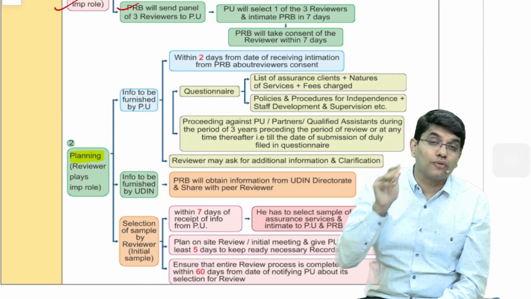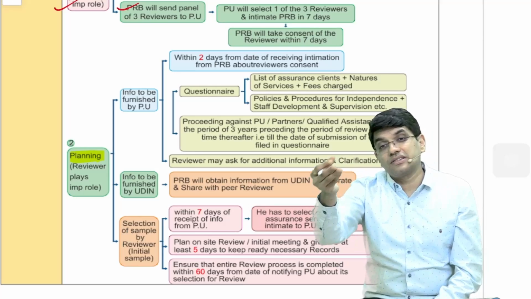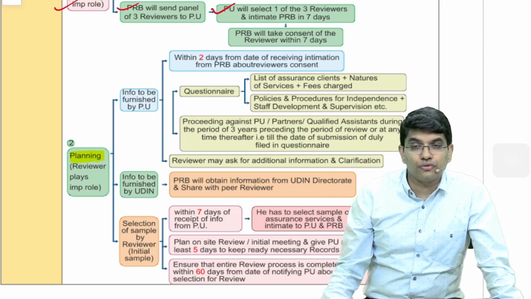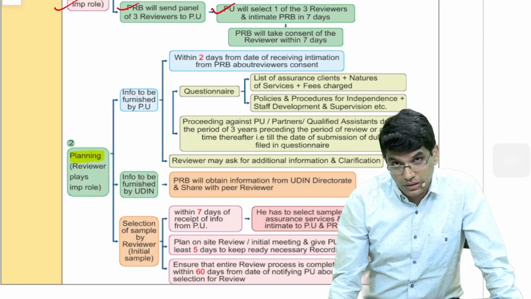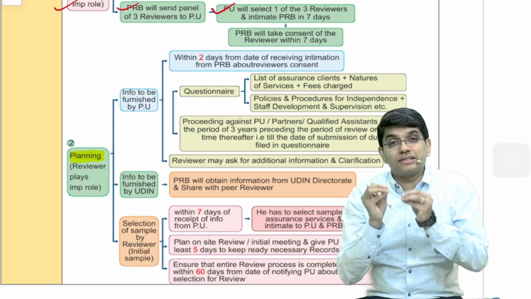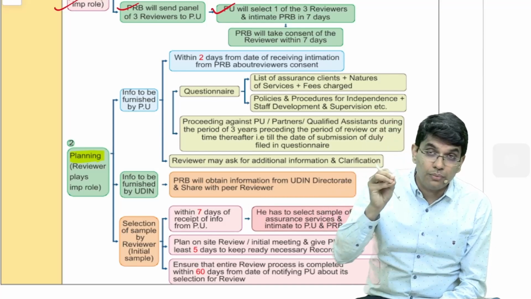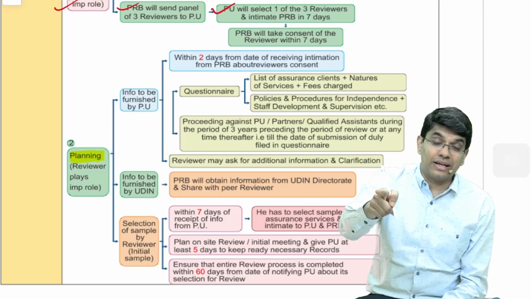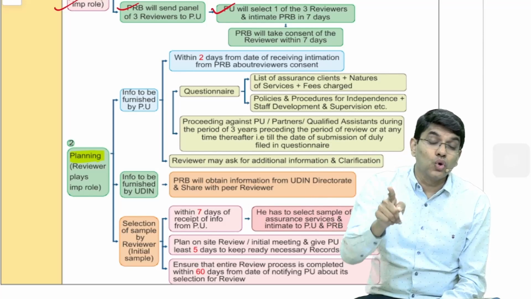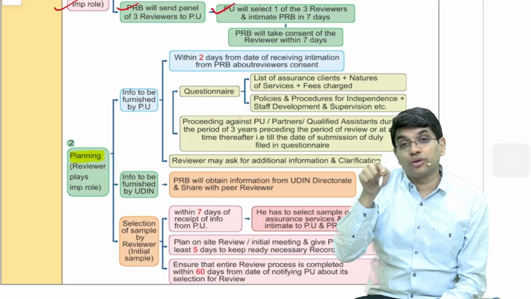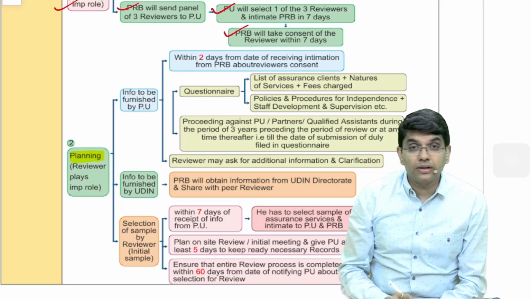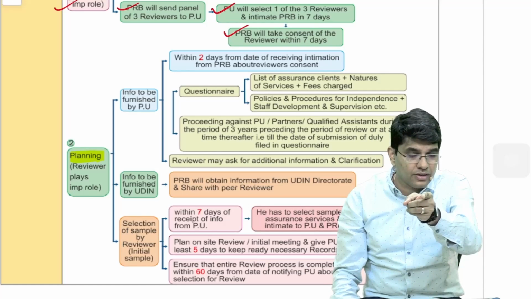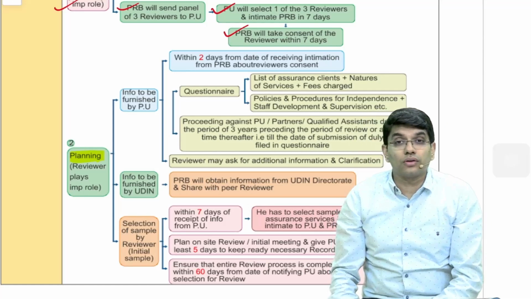They will make a panel of 3 reviewers and send it to the practicing unit: you can select the reviewer from whom you want to get your firm reviewed. And within 7 days, they need to reply. So the CA firm gets 7 days to send the first reply, declaration and questionnaire. You again get 7 days to select the reviewer from whom you want to get your firm reviewed. After that, the PRB will inform the reviewer, listen, are you ready to do the review? Because the CA firm has agreed. So they will take the consent from the reviewer within 7 days.